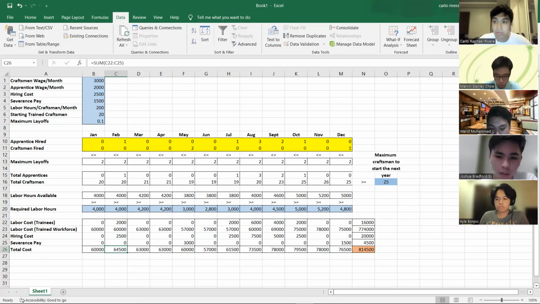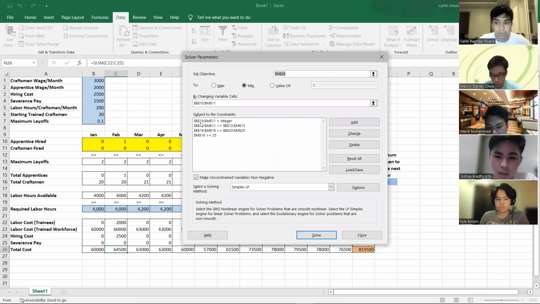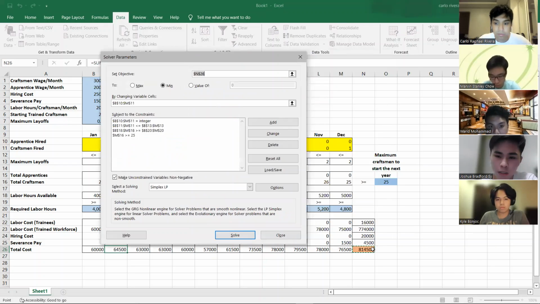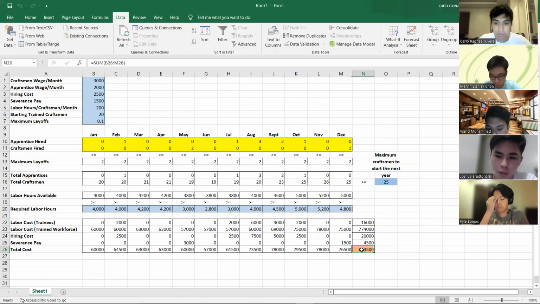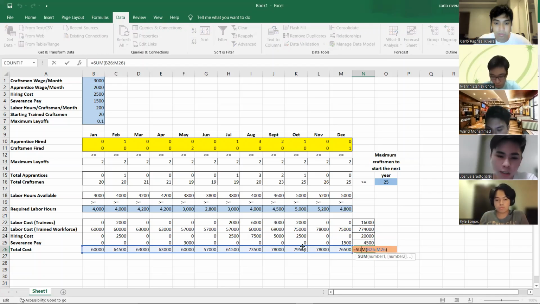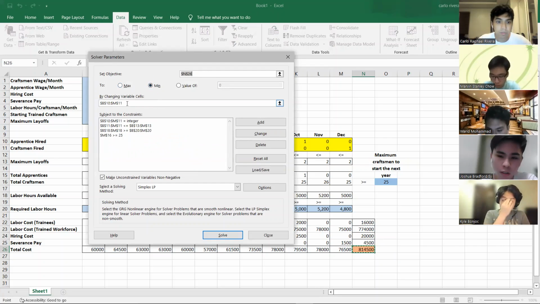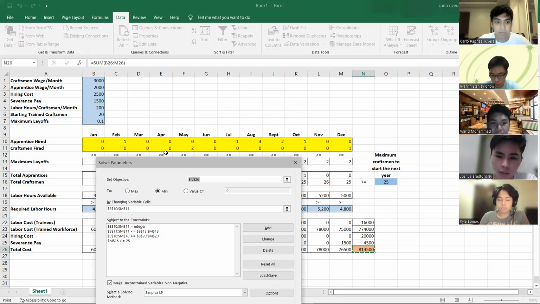And for the Solver, the set objective will be the sum of the total cost overall for 12 months, which should be set at a minimum. And the changing variable cells are the apprentices hired and the craftsmen fired.